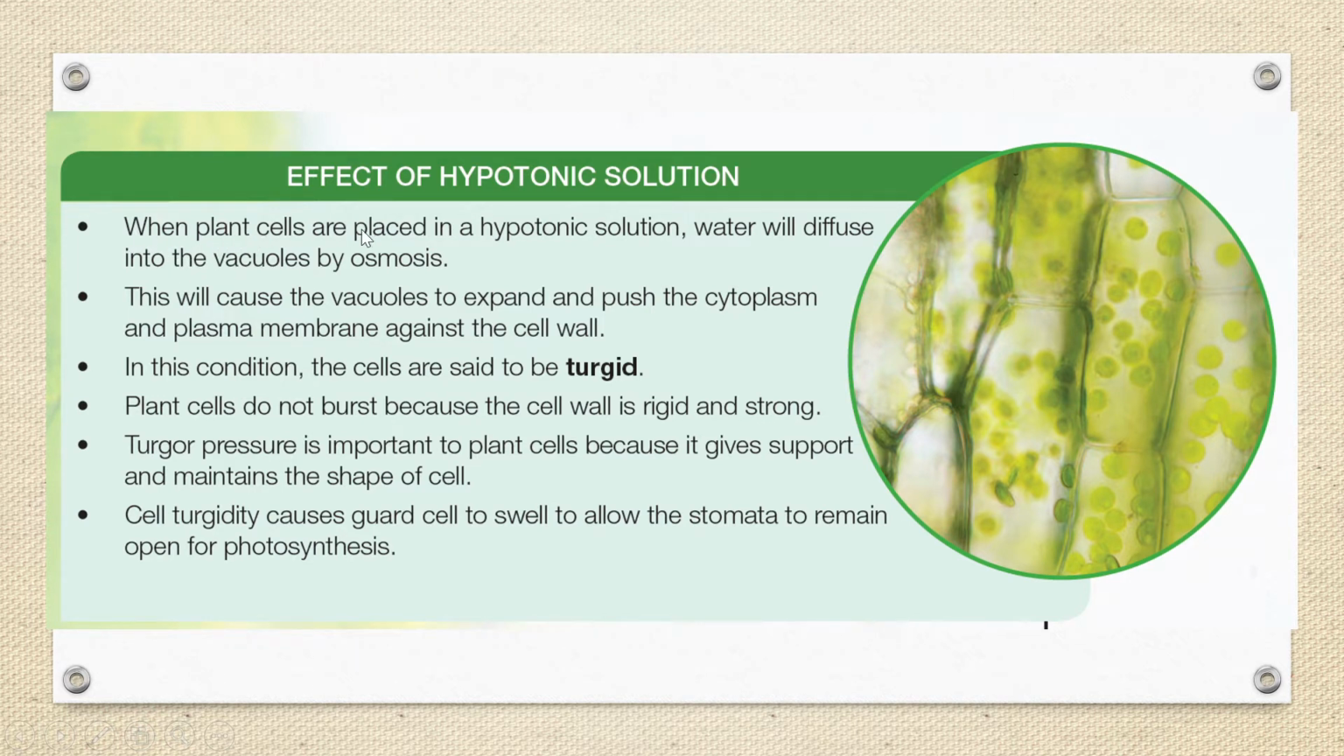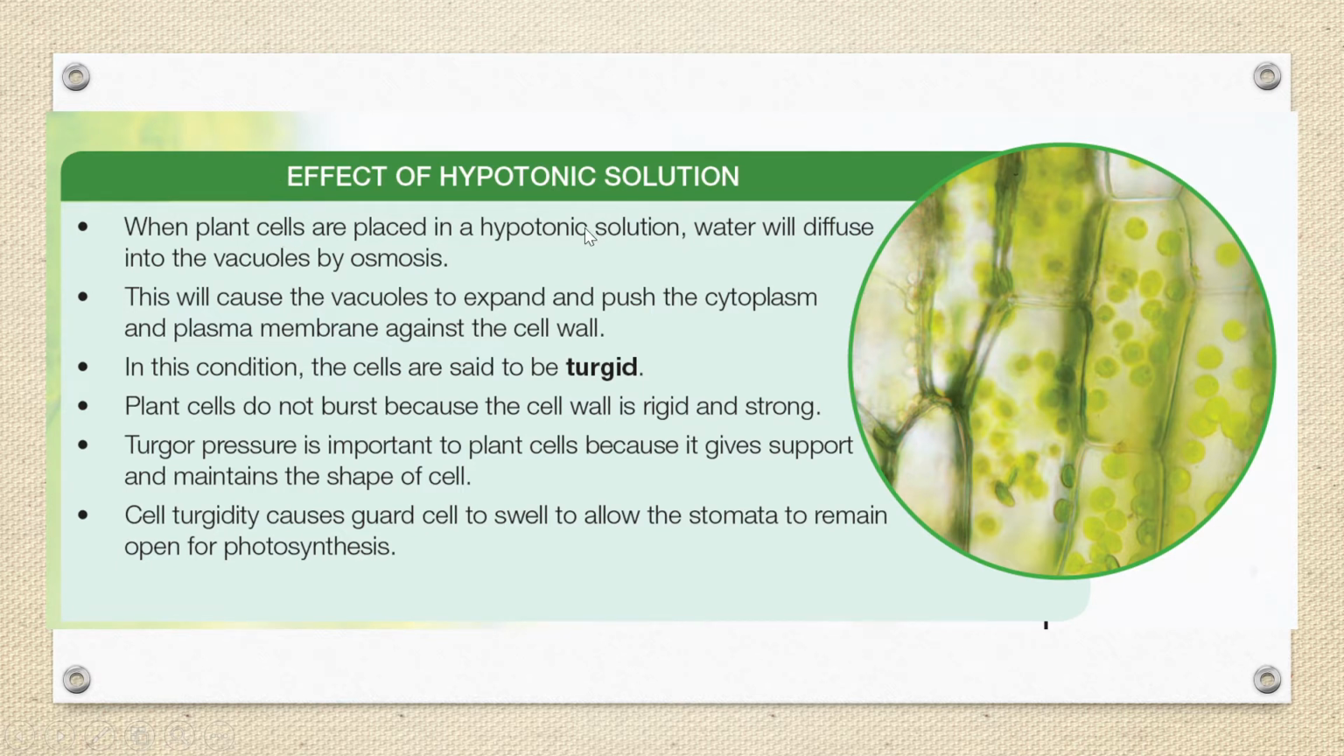Now the plant cells are placed in a hypotonic solution. Compare the cells and outside the cells, the intracellular and the extracellular fluid. Compare their concentration. So if the plant cells are now in a hypotonic solution, that means this surrounding solution has got higher water potential as compared to within the plant cells.